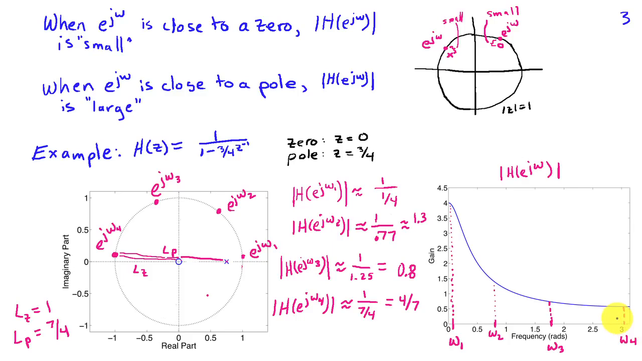By studying the distances from the unit circle to the poles and zeros, as we vary frequency from 0 to pi, we can gain a lot of insight into the nature of the frequency response magnitude of the system.